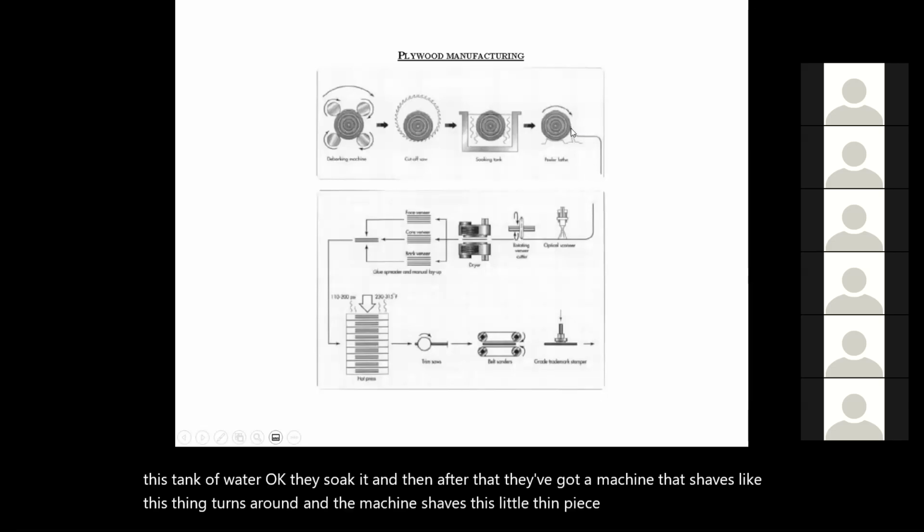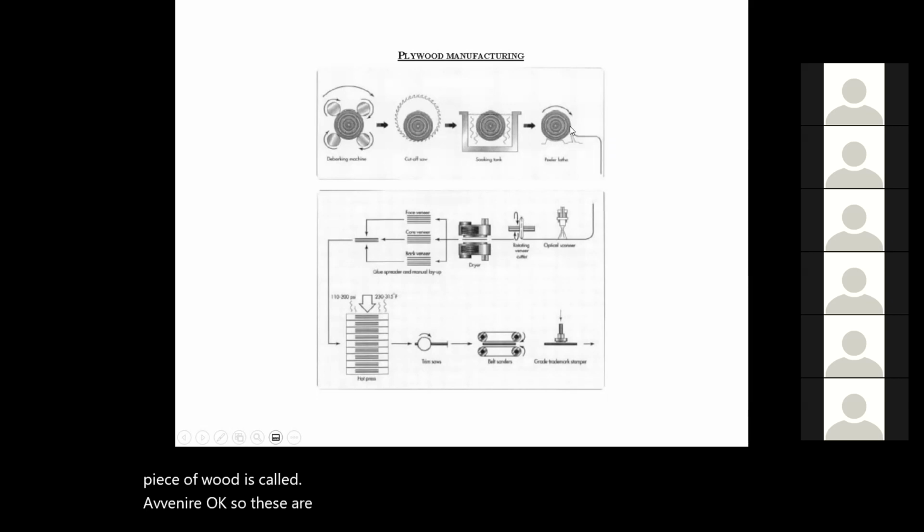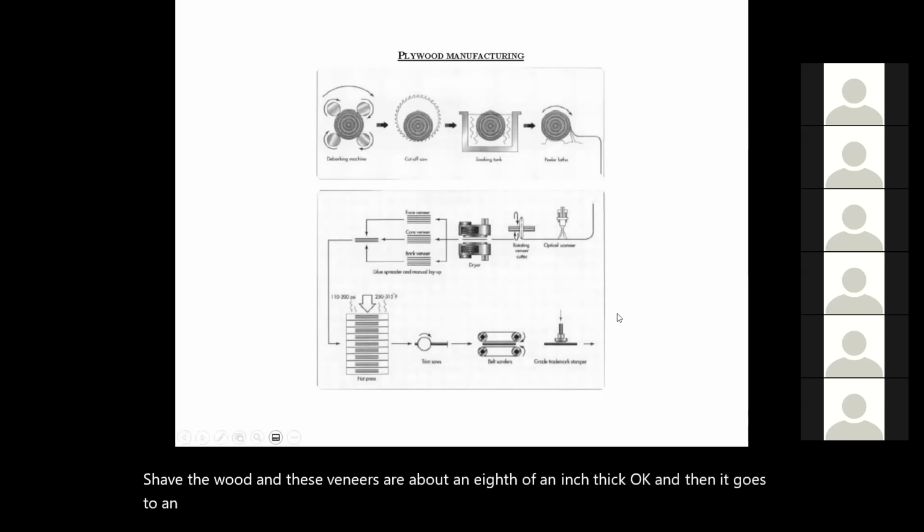Now this little thin piece of wood is called a veneer. Okay, so these are veneers. They just shave the wood, and these veneers are about 1/8 of an inch thick. Then it goes to an optical scanner that looks for defects. Then this machine cuts the veneer, and this machine dries it.